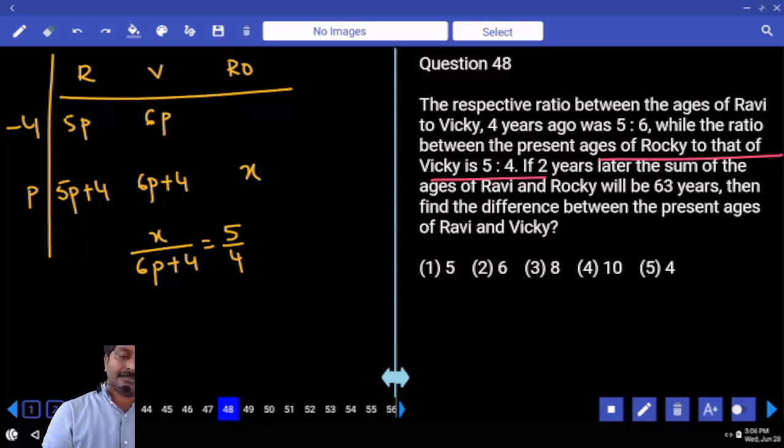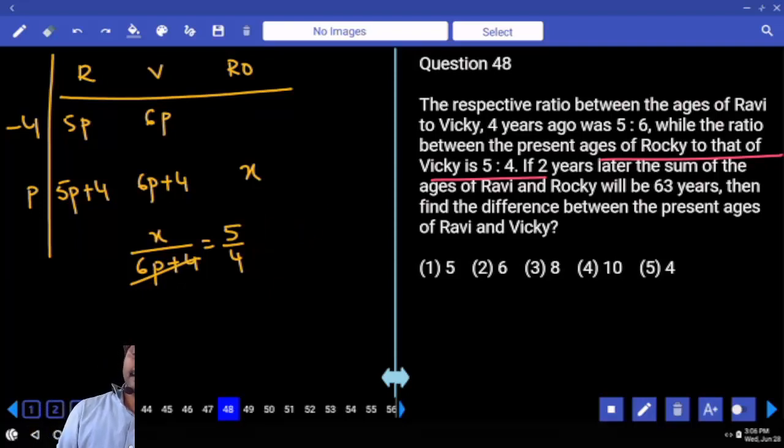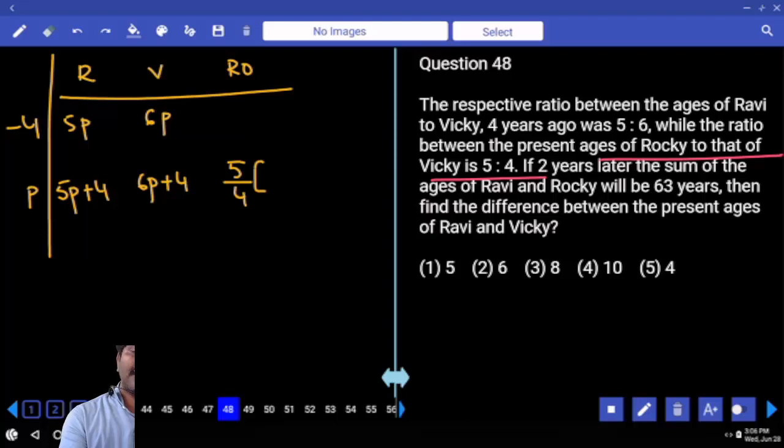Yes. From this, X is equal to this value, and 6 parts plus 4 comes here, correct? That means, can I directly write that X value? 5/4 into 6 parts plus 4, right?